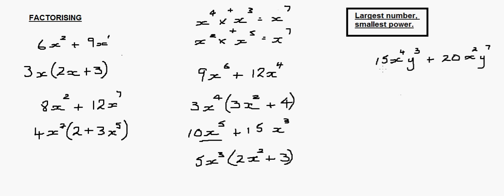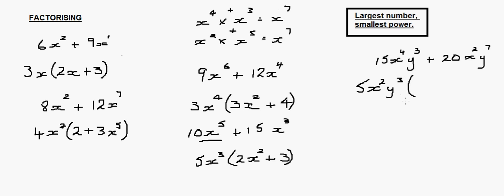Okay, so we first look at the numbers, then we look at the x's, then we look at the y's. Okay, so the largest number that goes into 15 and 20 is 5. Now we go to the x's and we want the lowest power. So we've got x to the 4 and x squared. So x squared is the lowest power. And then we go to the y's. Now y to the 3 and y to the 7. So y to the 3 is our lowest power. Okay.